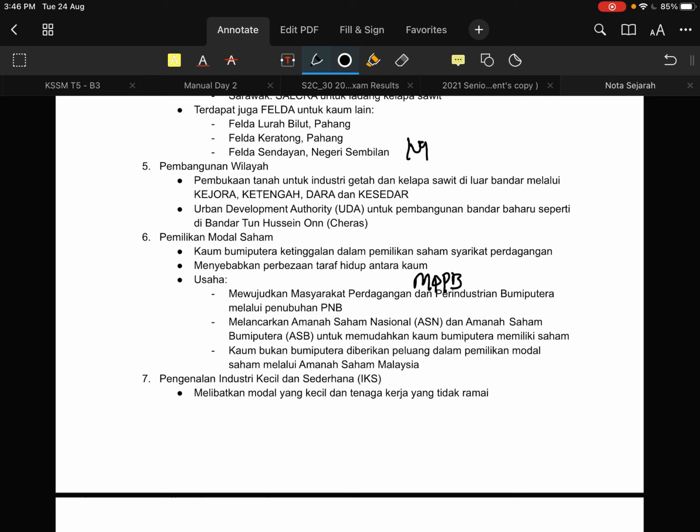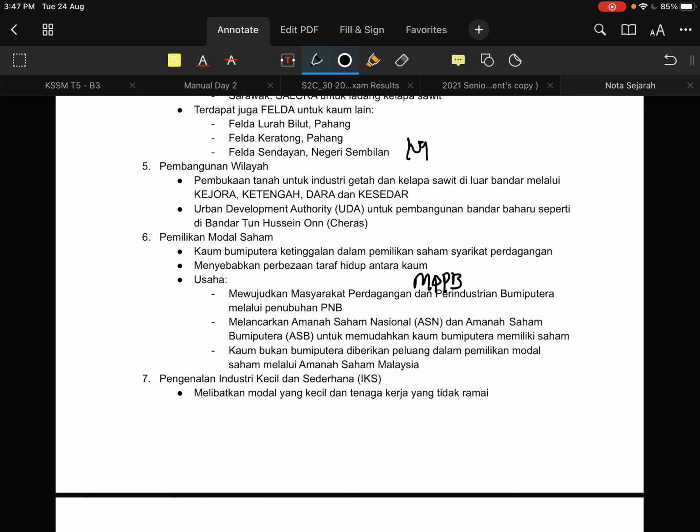So they made ASN and ASB, which is to make it easier for Bumi Putra to invest. Because back then it was quite hard, because you had to go to places in the city to invest. So ASN and ASB makes it easier for people who can't access these investments to invest more. Back then, it was quite hard to invest if you are orang Bumi Putra. So this ASN and ASB is to ease that.